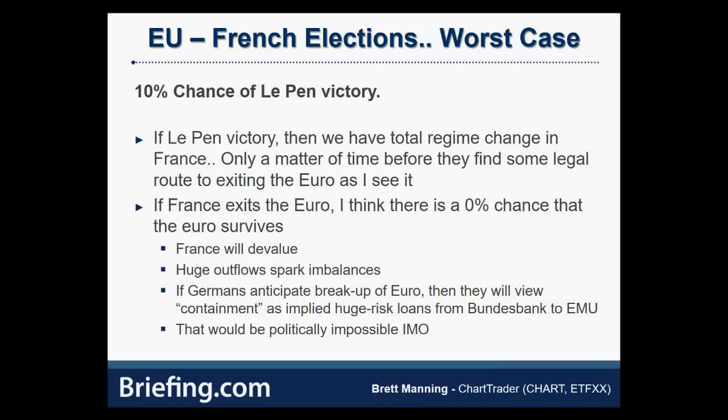And if the Germans are anticipating that that's going to lead to a breakup, they're going to get out in front of it. Because if they don't, their containment moves are going to be implied risks from the Bundesbank to the EMU. They're going to be holding up the whole system with money that their people, right in front of their own election, will believe is never going to get paid back. There's no way that's politically feasible. So then you're talking about the euro just dissolving, right?